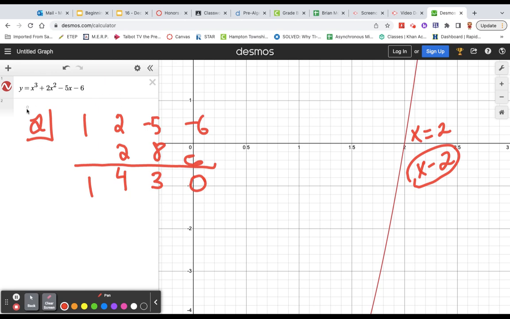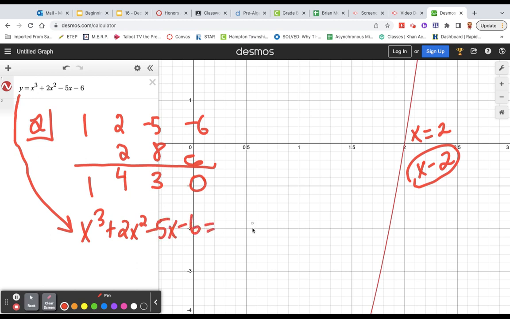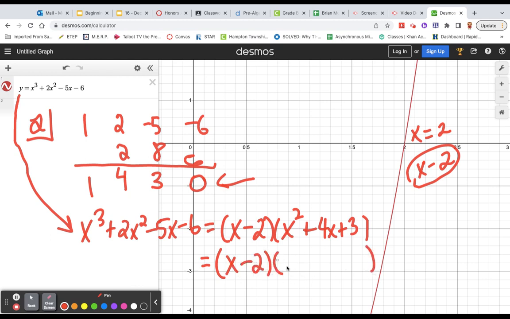So rewriting this polynomial here, we get that x cubed plus 2x squared minus 5x minus 6 is equal to our divisor factor of x minus 2 and our leftover quotient polynomial that we get from down here, x squared plus 4x plus 3. You should have clocked pretty quickly that that trinomial quotient can factor pretty easily into x plus 1 and x plus 3, giving us 3 solutions of x is equal to 2, -1, and -3.